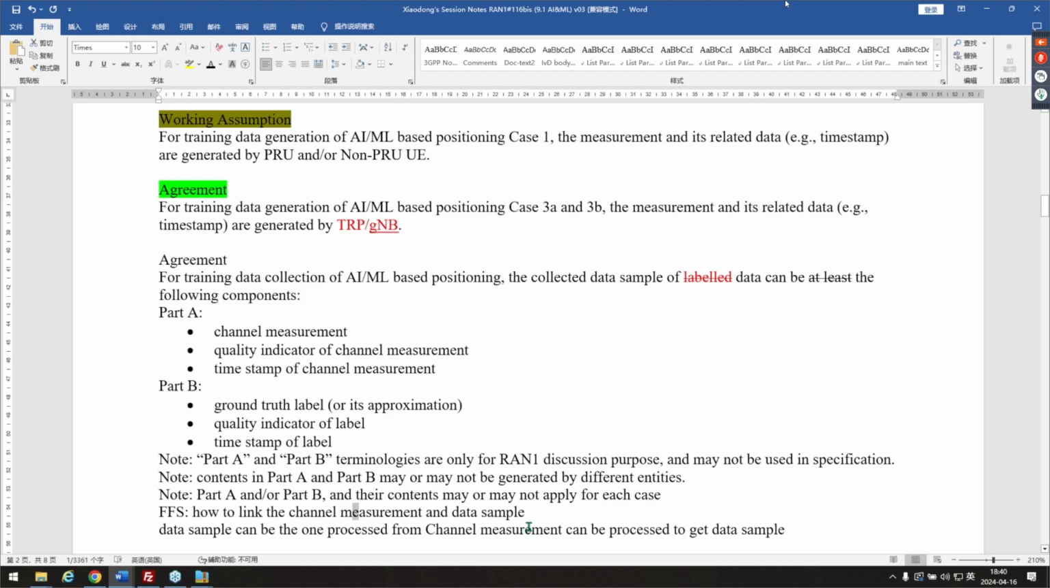Chair, if that's the suggestion, I think channel measurement itself is not clear, right? Then we put a bracket on the channel measurement. Okay, let's just consider it this way. Take it seriously. How to map or how to link it depends on you. We have no time, really.